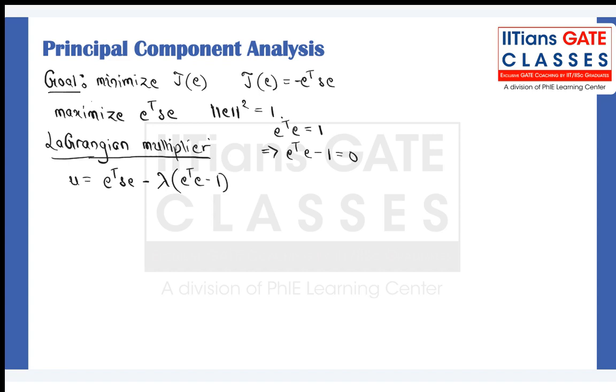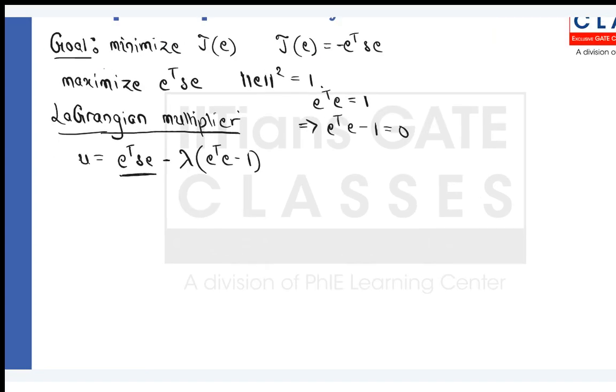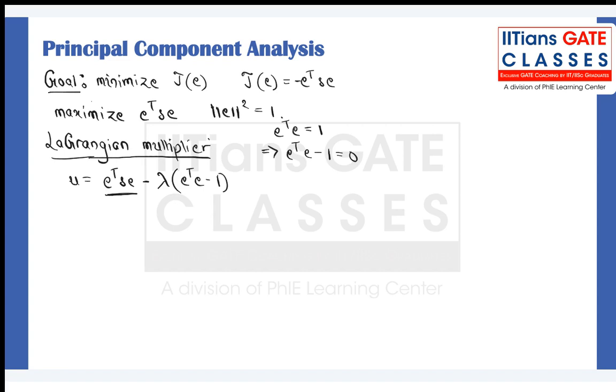But the thing is, what you want to maximize is E transpose SE, minus lambda times your constraint, with your constraint equated to 0. So your E transpose E should be 1 because E is a unit vector, so E transpose E minus 1 should be 0. And then E transpose SE minus lambda times the constraint should be optimized. So I can differentiate this with respect to E, du by dE, which gives 2 SE minus 2 lambda E equal to 0. And then I can say SE is nothing but lambda E.